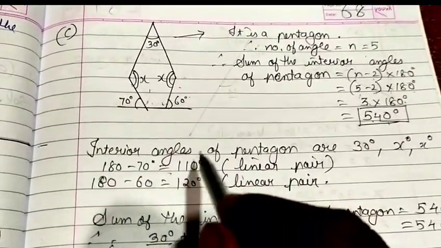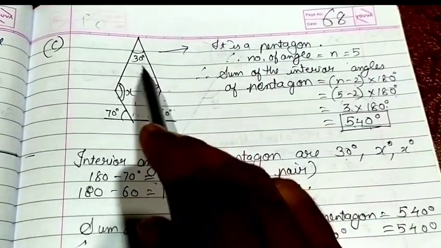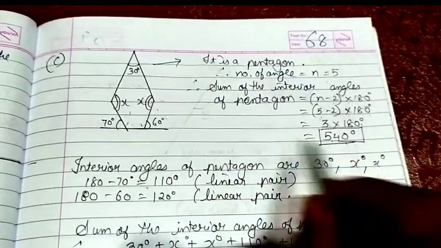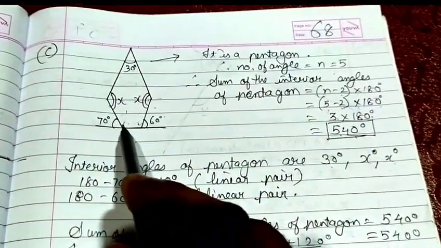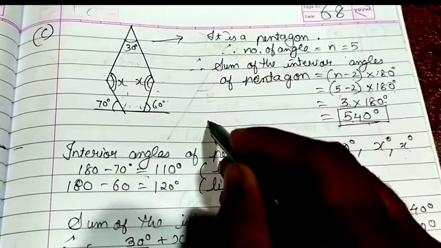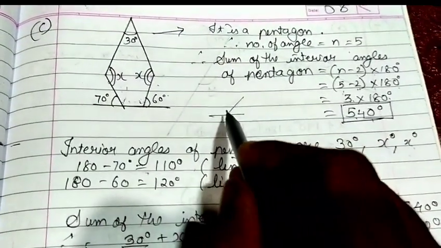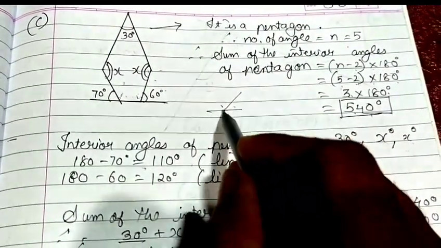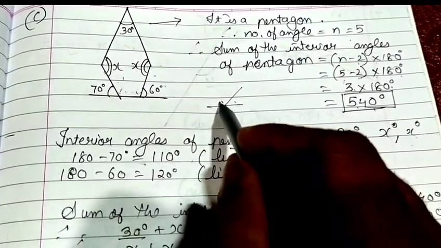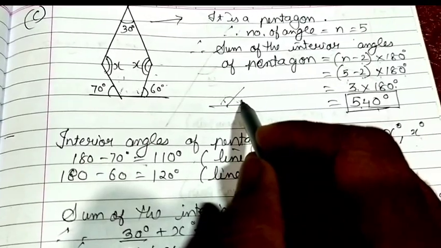Now first you write down the interior angle of the pentagon, 30, then x and x degrees. How will you get this value? You will get this value through linear pair. When you see a linear pair, meaning these two adjacent angles, this angle plus this angle always equals 180 degrees. The sum of a linear pair always equals 180 degrees.